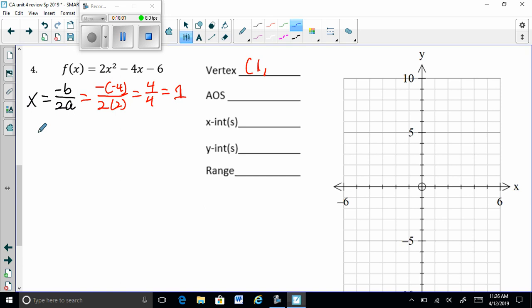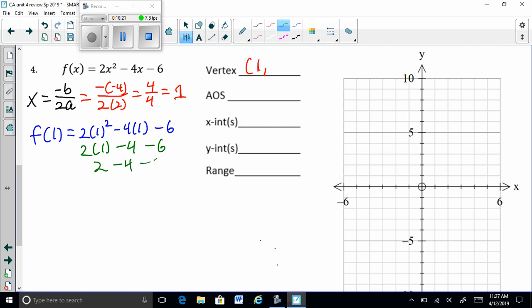Now we go ahead and substitute it in to figure out the y value. So let's see, 2 times 1 squared minus 4 times 1 minus 6. So then we get 2 times 1 minus 4 minus 6. So 2, take away 4, take away 6. That all adds up to negative 8. Okay, so we're at 1, negative 8 right down here.